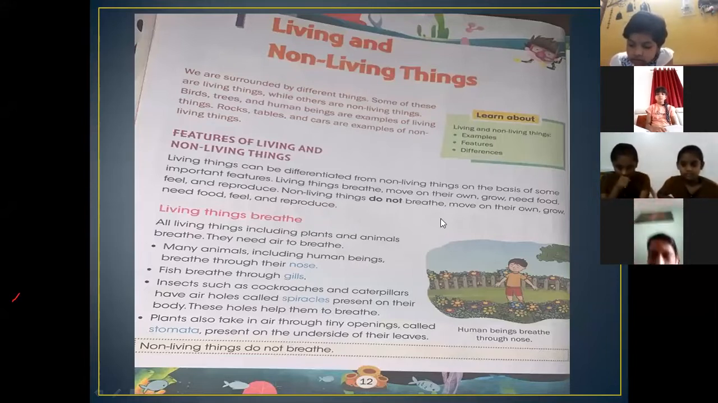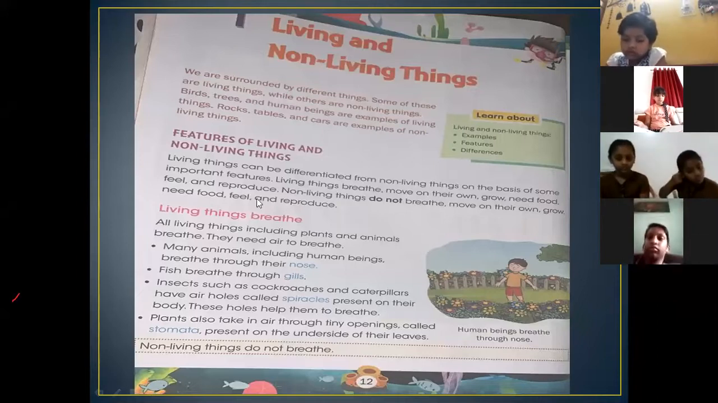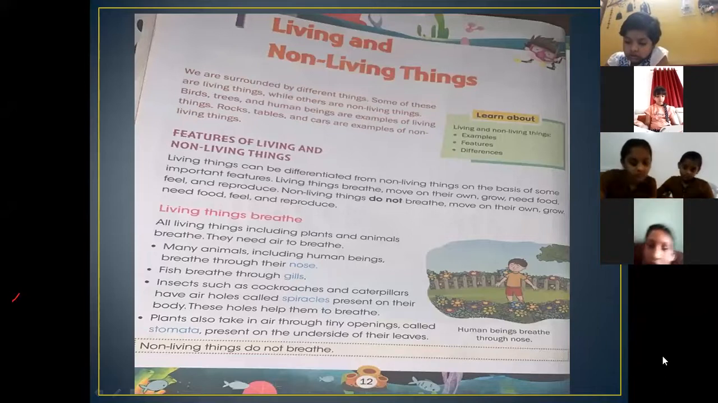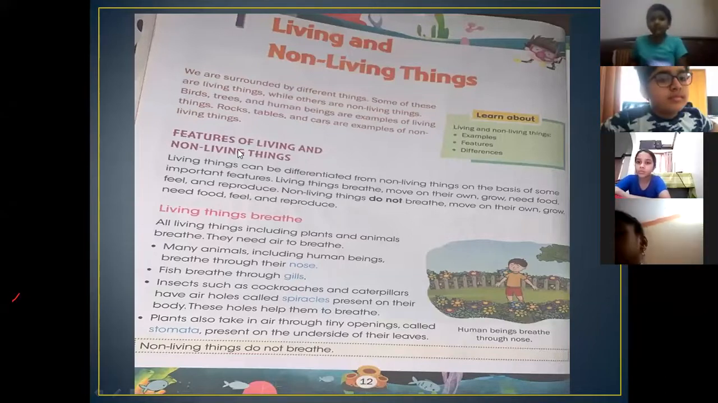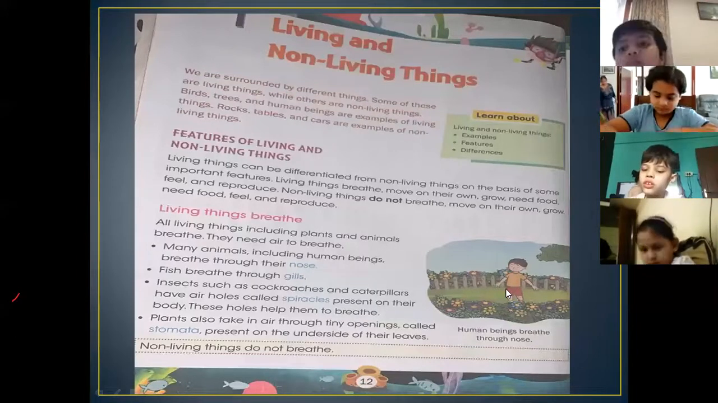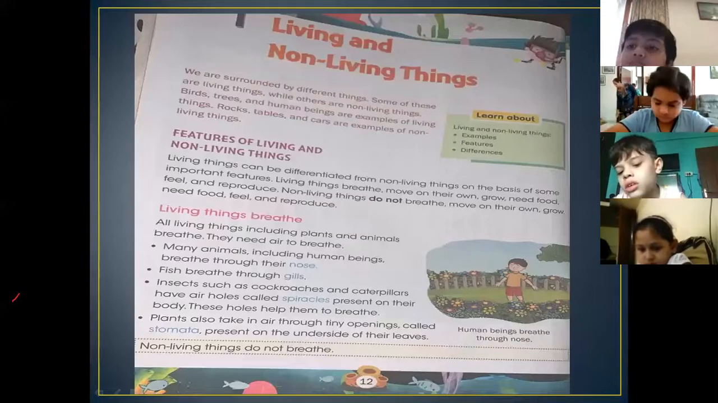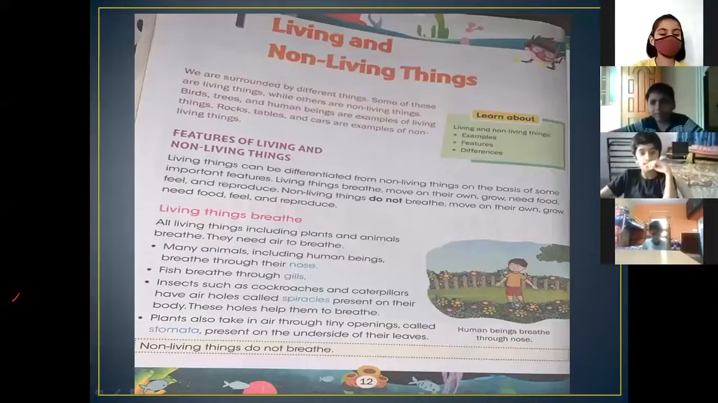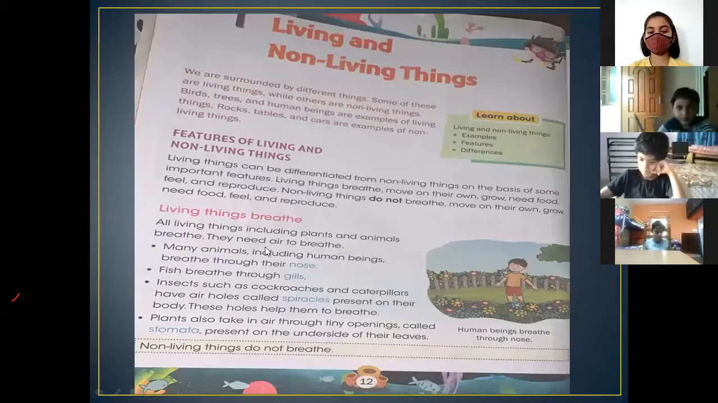Some of the features are: living things breathe, they move on their own, they grow, they need food, and they feel and reproduce. So they do many things, living things, isn't it? Don't we move from one place to another? Yes. Once you keep a book at one place, does it move on its own? No, unless you move it from its place. So living things breathe.